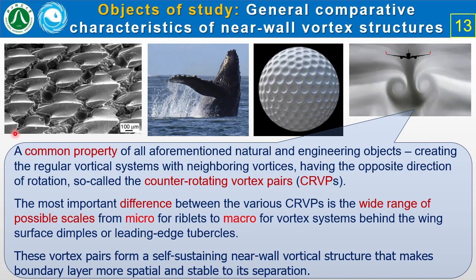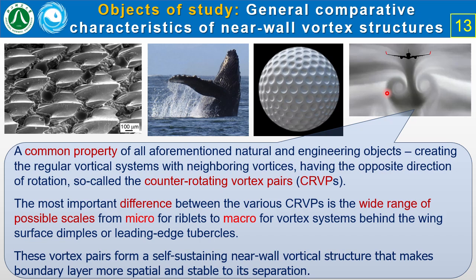A common property of all the natural and engineering objects mentioned above is their ability to create regular vortex systems with neighboring vortices having the opposite direction of rotation, so-called counter-rotating vortex pairs, or briefly CRVP.